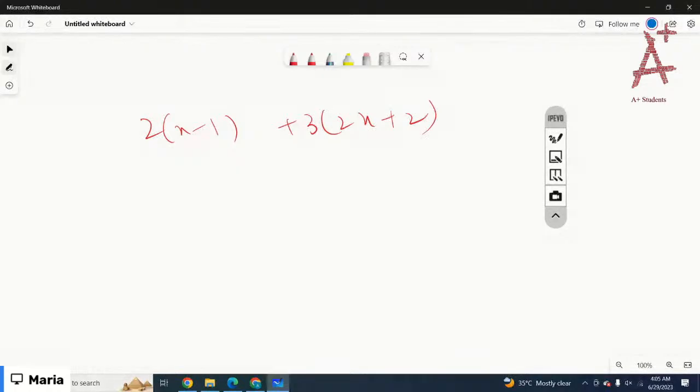So you have to collect the like terms also. What do you do? You just multiply: 2 times x is 2x and 2 times 1 is 2, then plus 3 times 2x is 6x and 3 times 2 is 6. So just collect the like terms. 6 plus 2 is 8x and 6 minus 2 is 4. So it would be 8x plus 4.